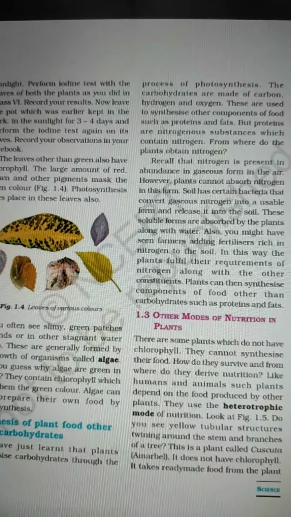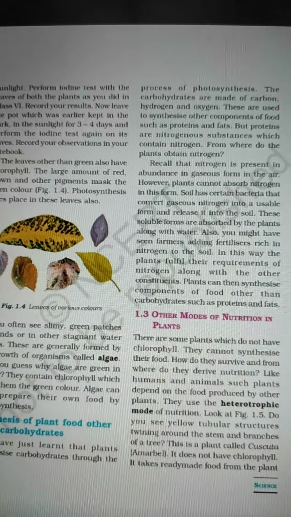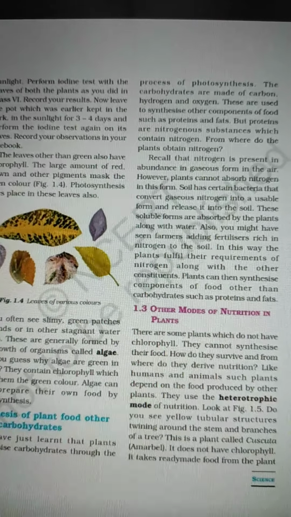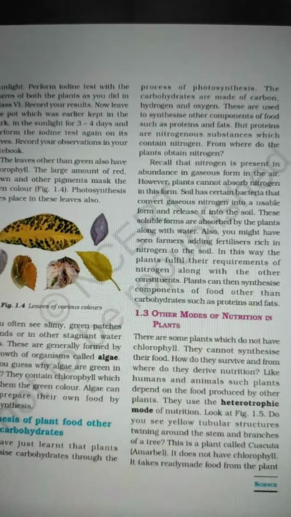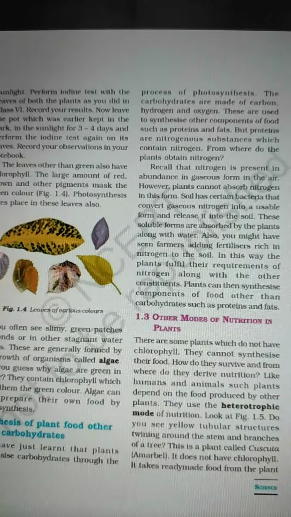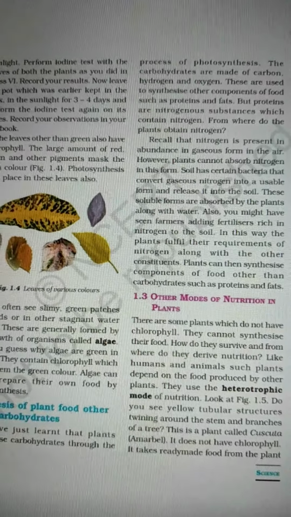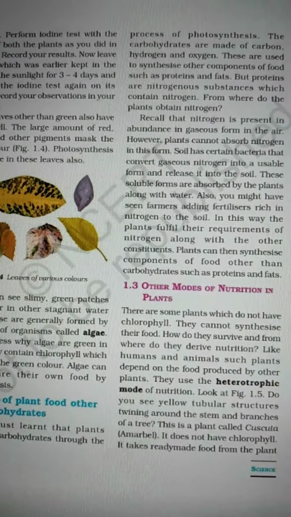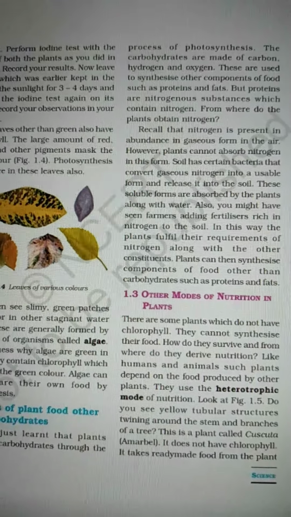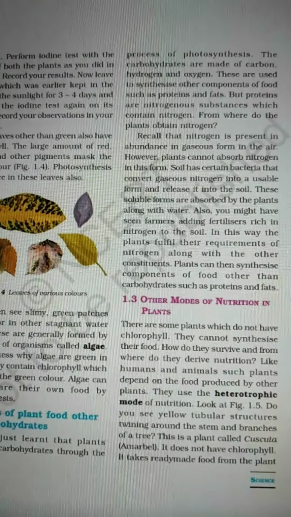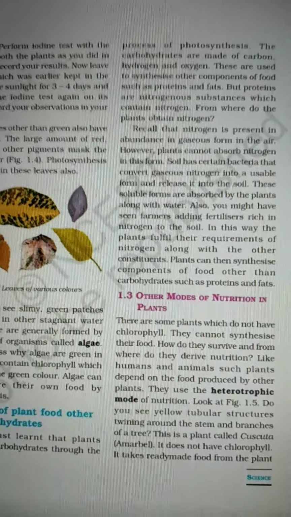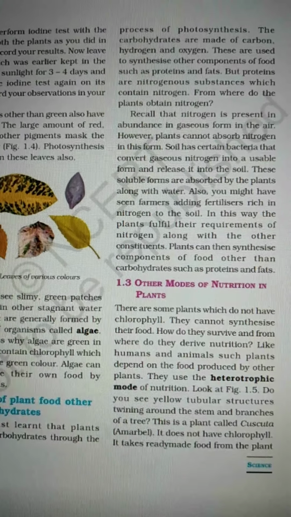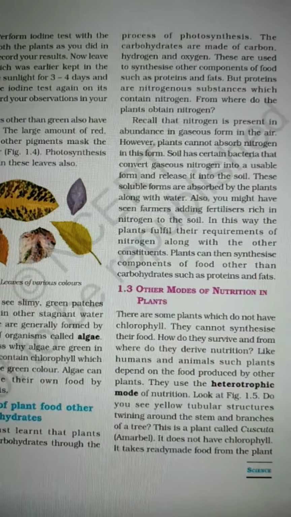This plant is called Cuscuta. The plants which take up other plants' nutrition are called Cuscuta, because they don't have chlorophyll and they don't make food by themselves. It does not have chlorophyll, it takes ready-made food from the plant. So there are some plants like Cuscuta that take other plants' food, other plants' nutrition. They can't prepare food because they don't have chlorophyll.